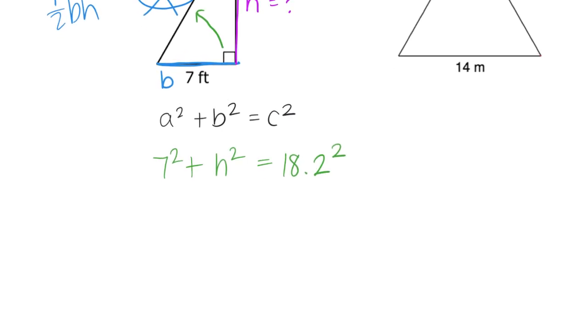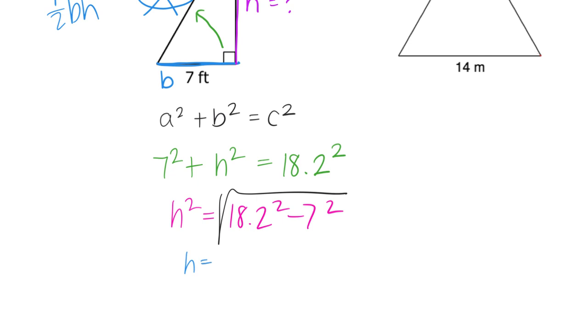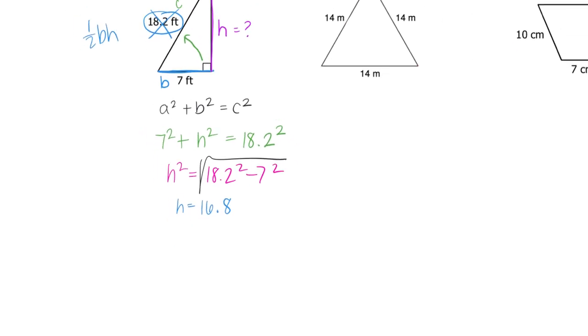And then you can just go ahead and solve this out just like we used to do. I'm not going to go through the steps of doing that because at this point we've done Pythagorean theorem many times. So h squared would be 18.2 squared minus 7 squared. And then eventually you're going to square root that to get your answer. And if you do Pythagorean theorem correctly here, your height should be 16.8, which means now we can go ahead and find the area.